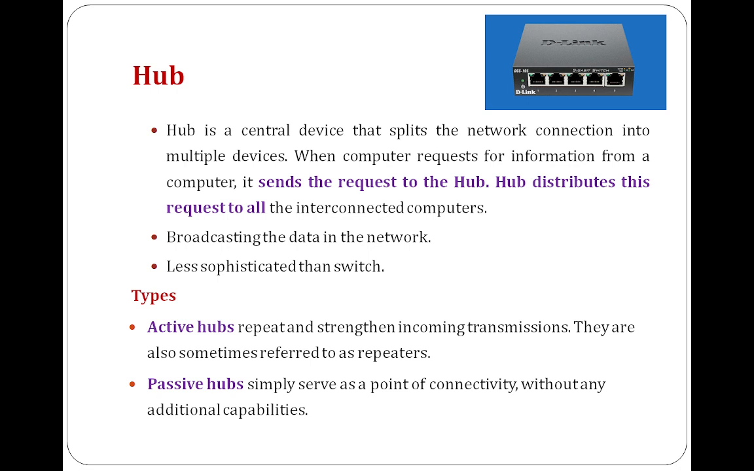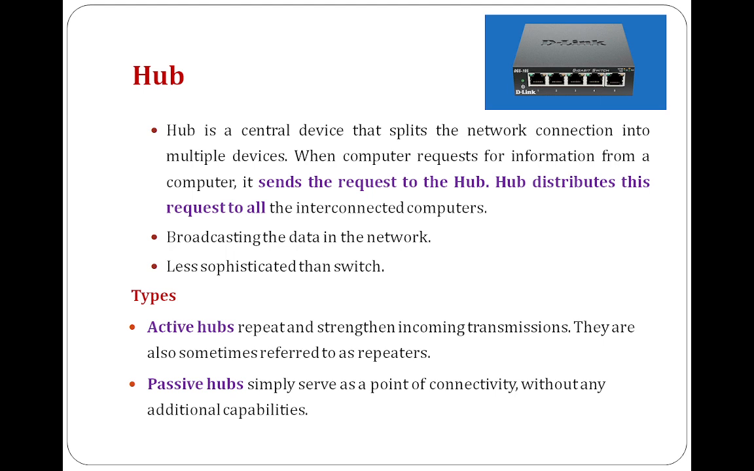The main purpose of a hub is that we use it as a central device that splits the network connection into multiple devices. You can see in this diagram that there are a number of ports in a hub. The LAN cables of the systems are connected to these ports. The actual role of the hub is to support the broadcasting of data.